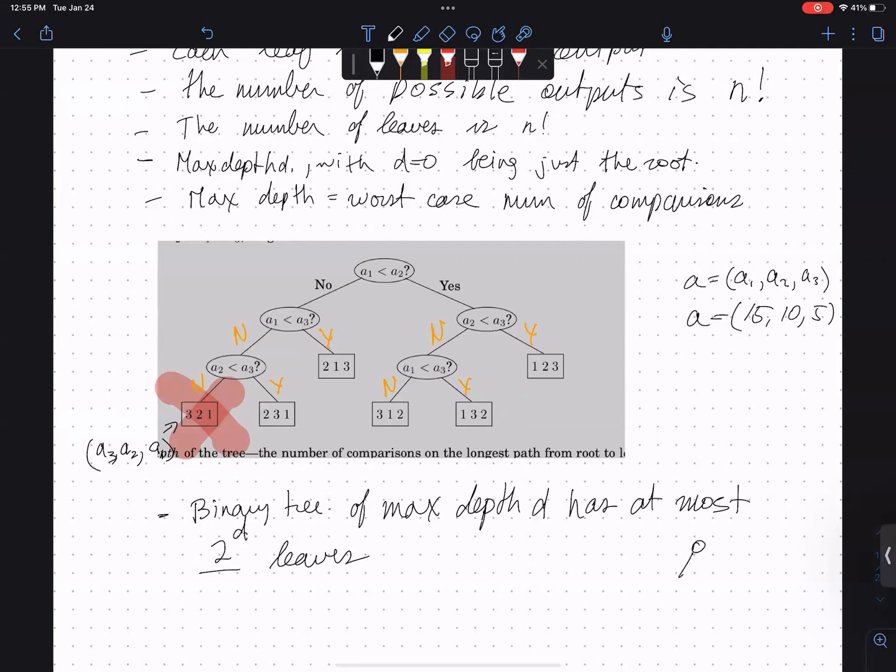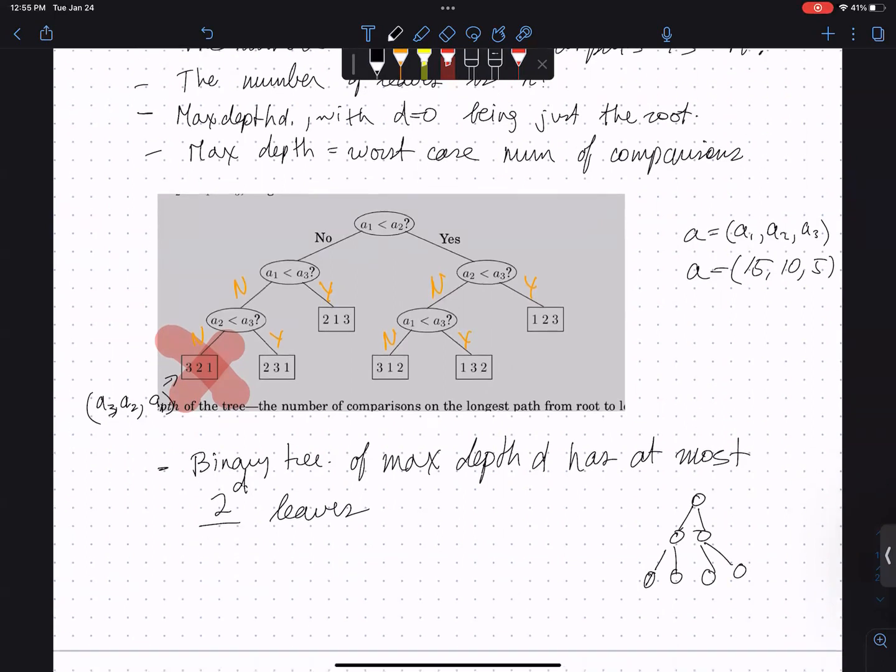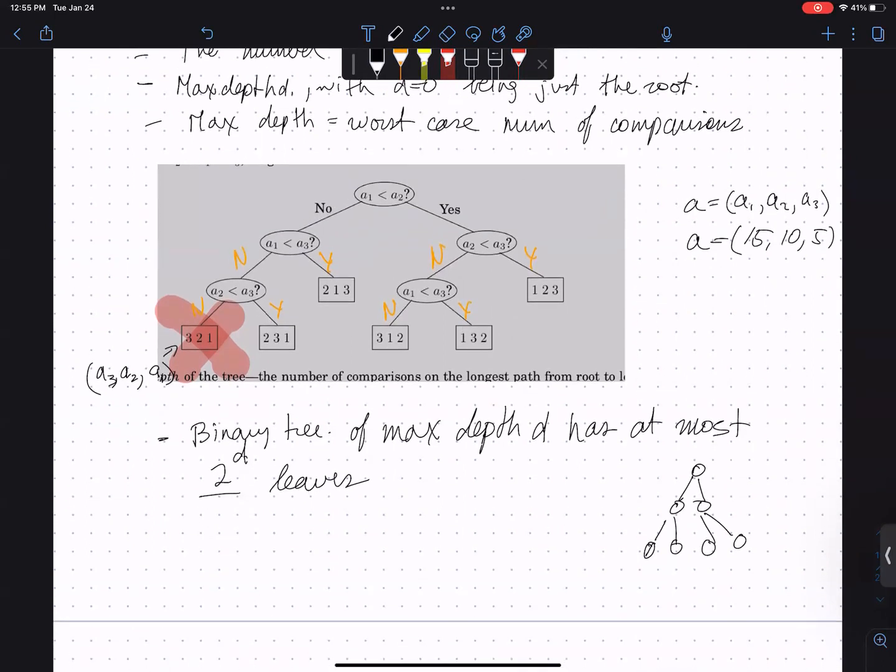Right, so here's depth 1. So 2 to the 1 leaves. This is depth 2. 2 squared leaves, and so on. Okay, now we're going to put all these facts together because the number of leaves we argued is n factorial, and it's at most, we also argued, 2 to the power of D, where D is this max depth.